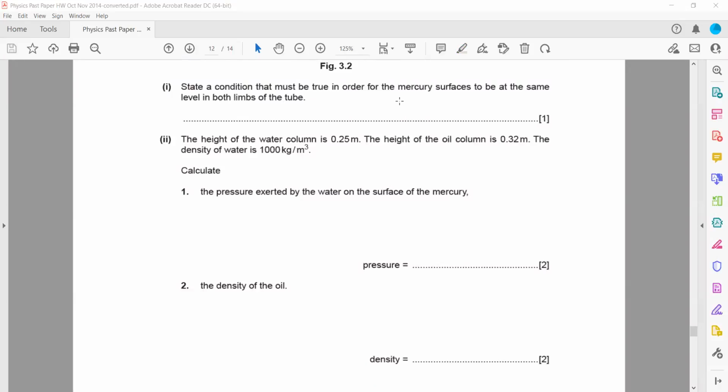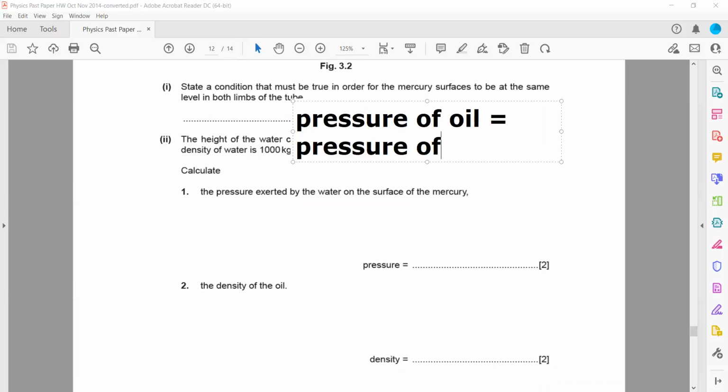So what condition must be true? You will mention here: the pressure of the oil is equal to the pressure of the water.